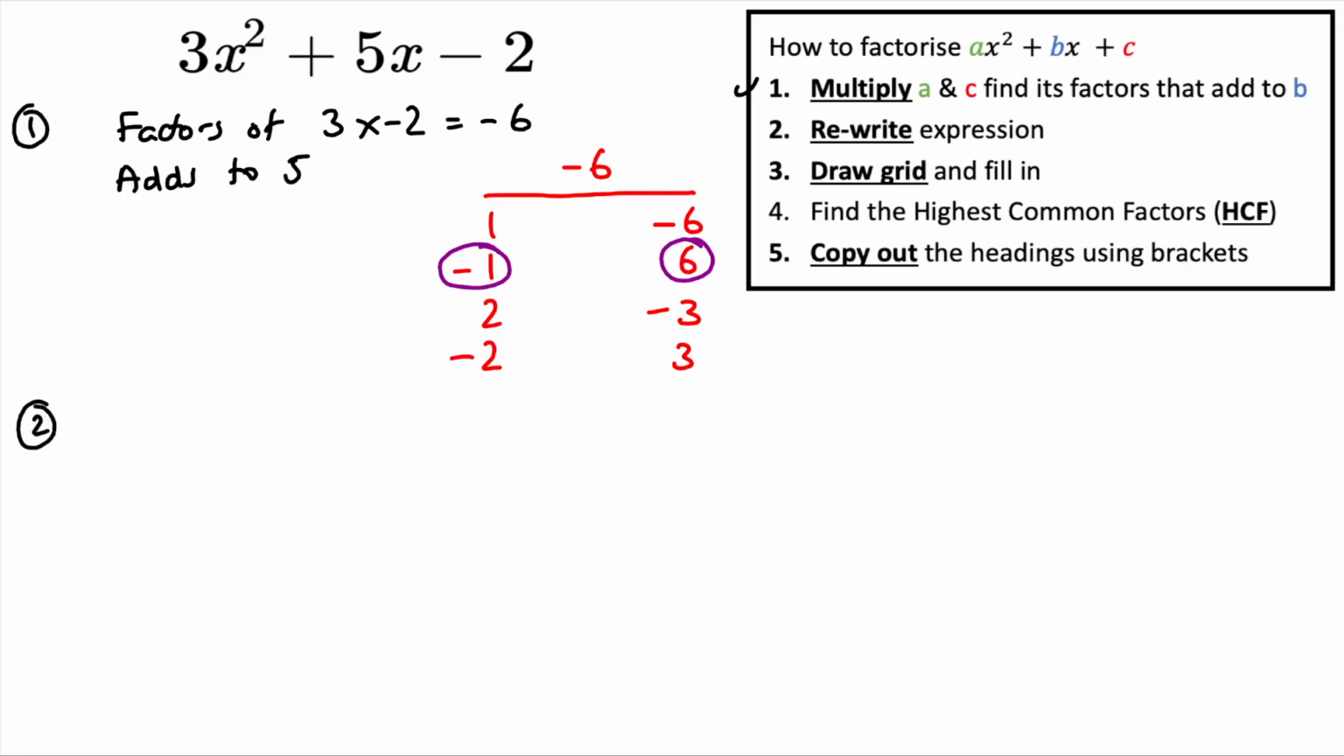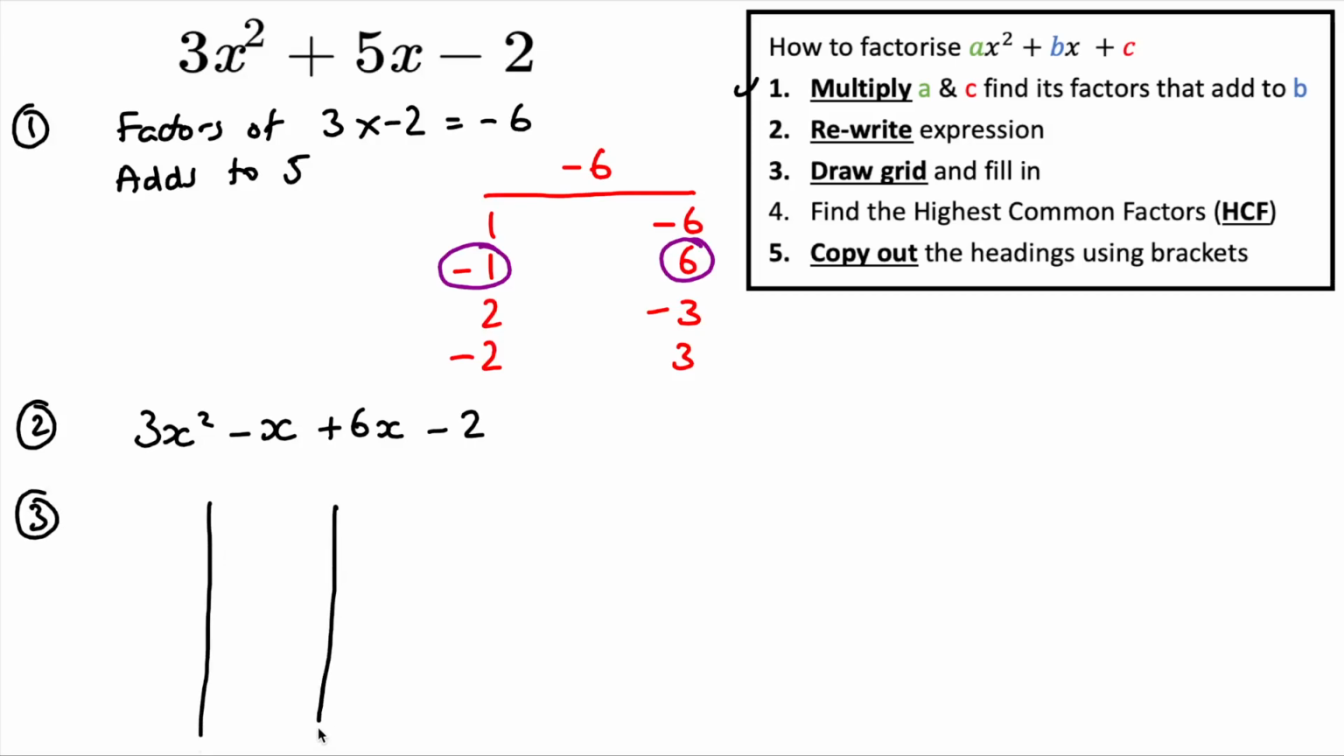Step number 2, we're going to rewrite the expression: 3x squared minus x plus 6x minus 2. I'm going to just draw this grid, step number 3, and write it in. So we've got 3x squared, minus x, 6x, and then minus 2.